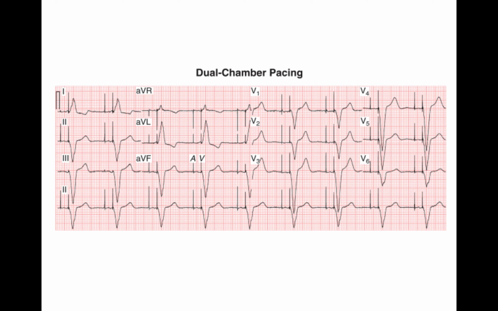This is an example of atrial and ventricular pacing. So this is a dual chamber pacemaker with a lead in the atrium and a lead in the ventricle. And as you can see, there's a spike that paces the atrium, and there's a P wave following that spike. And there's a spike that paces the ventricle. There's a QRS that follows the second spike. So this is dual chamber pacing.